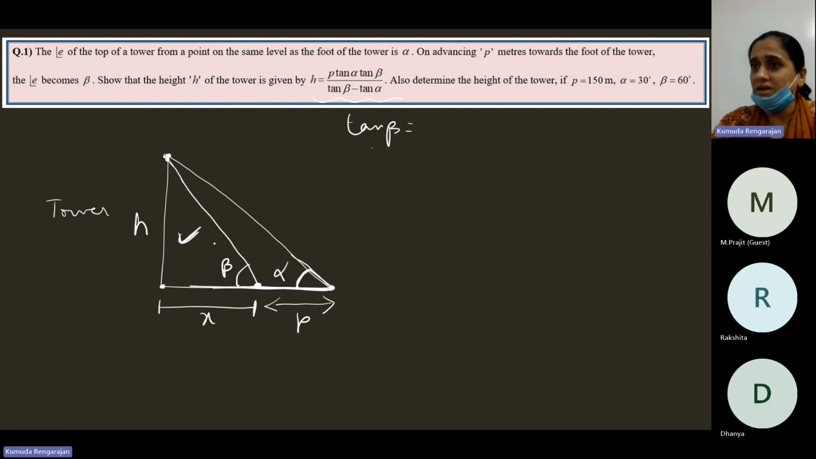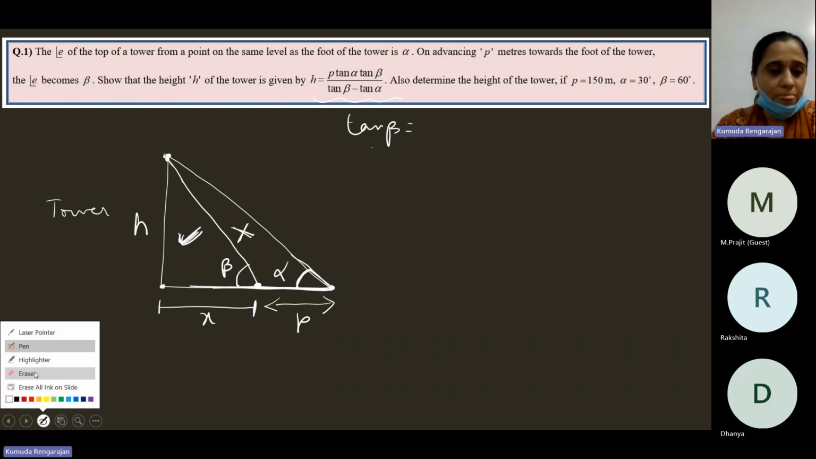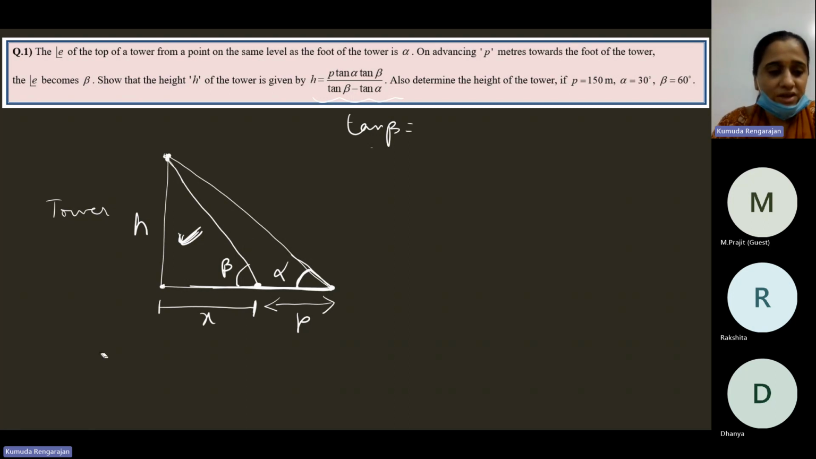How many right triangles are there? Two right triangles. This one and the whole thing. This one we should not take. This one is not a right triangle. We should not take this triangle. It's not a right triangle. So in this right triangle where we have beta, tan beta is equal to opposite by adjacent, h by x.